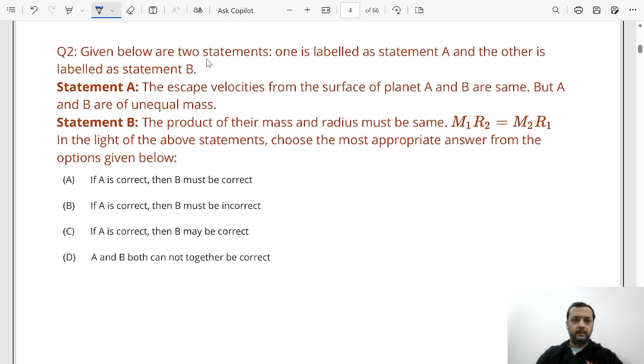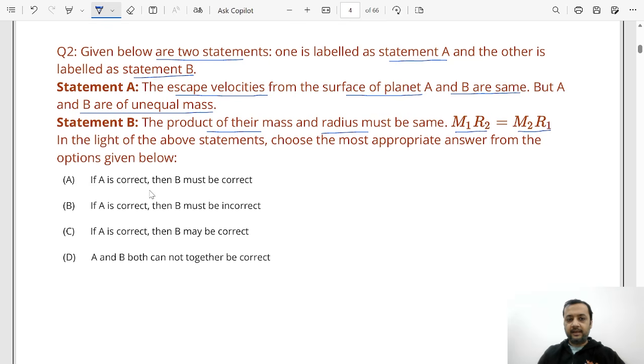All right. In this question, there are two statements which are given. One is called statement A, another is called statement B. Now, statement A is that escape velocities from the surface of the planets A and B are same, but A and B are of unequal mass. Okay. Statement B is saying that product of their mass and the radius must be same. That means M1 R2 equals M2 R1. So they are saying M1 into R2 should be equal to M2 into R1. Okay. In the light of above statements, which is the correct?